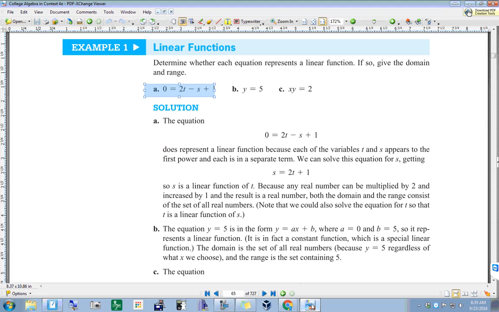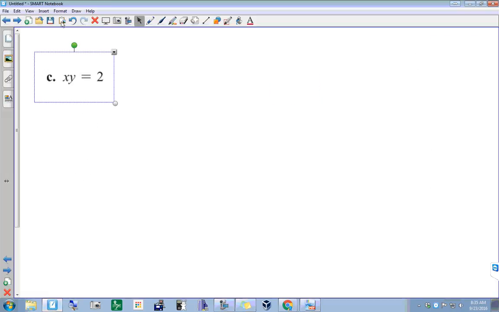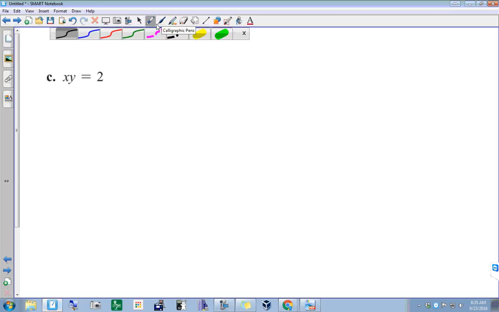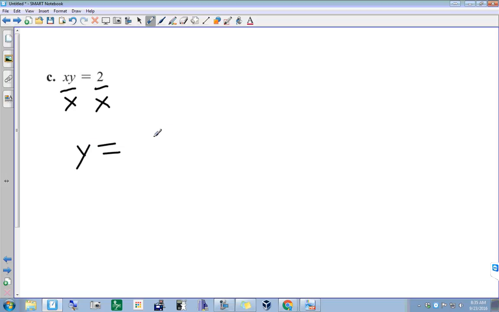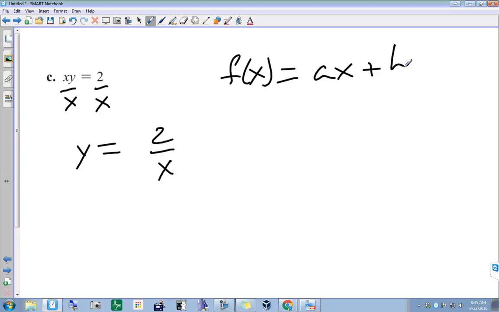Y is equal to 5. Well, we know that's a linear function. That's just a line that goes through 5. So let's try this one. If I want an equation, I have to solve for y. So what do I have to do to both sides? Divide by x. So that means that y is equal to 2 over x. Now my question is, does this fit the form of f of x is equal to ax plus b? And the answer is no.